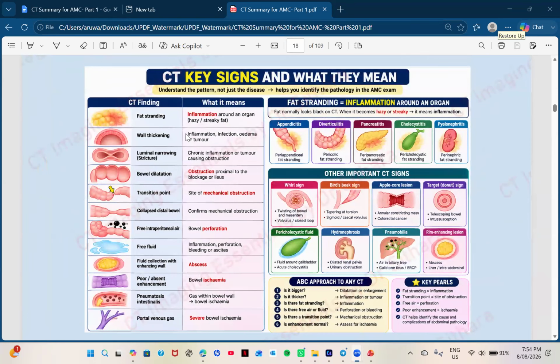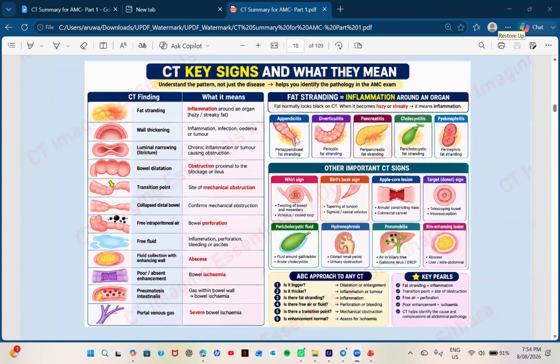Once you see fat stranding around those organs, there can be inflammation around the related organ, and that is very important for you to understand. Fat stranding and wall thickening can be seen in inflammation, infection, edema, or tumor as well. If there is luminal narrowing, it is present where chronic inflammation or tumor is causing obstruction.